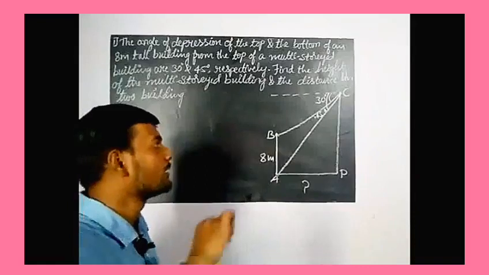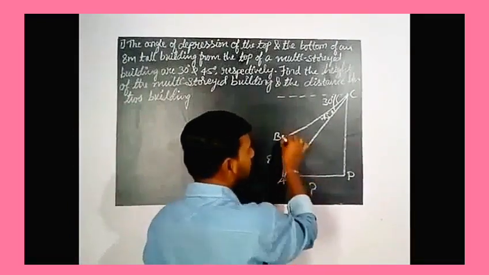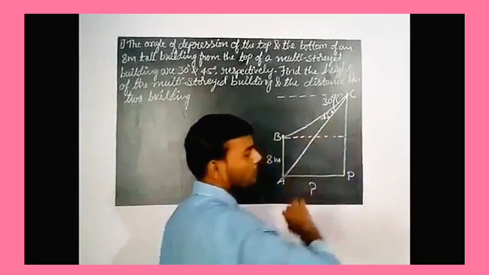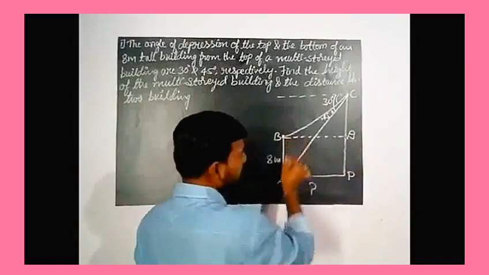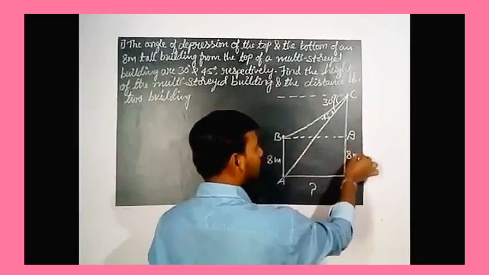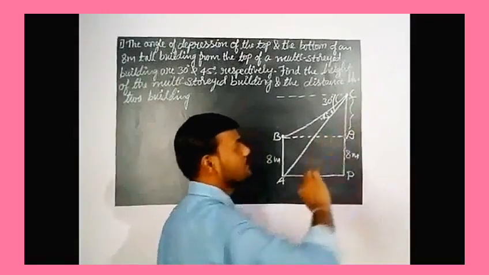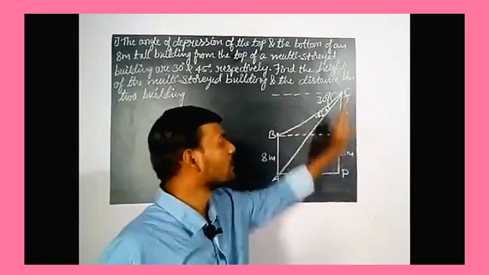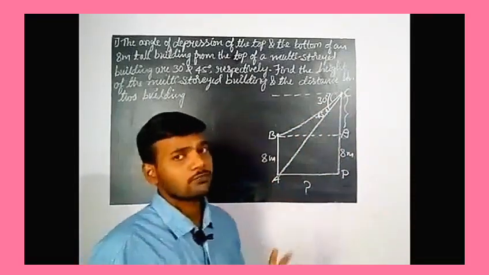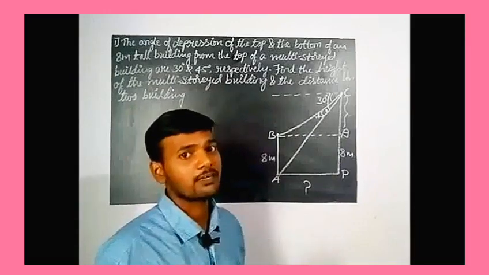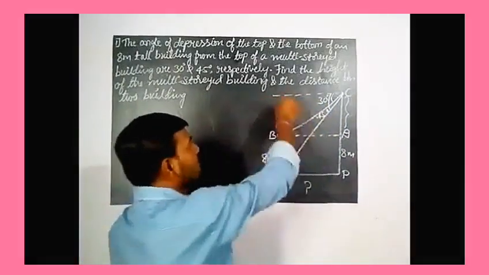Here we are going to draw the imaginary line parallel to EP, and let us mark this point as D. AB is equal to PD, that is also 8 meter. Next we want to find this distance. If you find that, you will get the height of the building. Before going to find them, firstly we have to arrange the angles here, marking one more point.